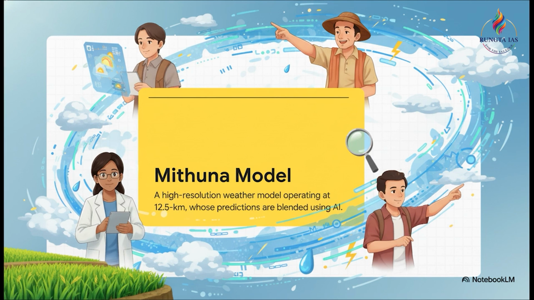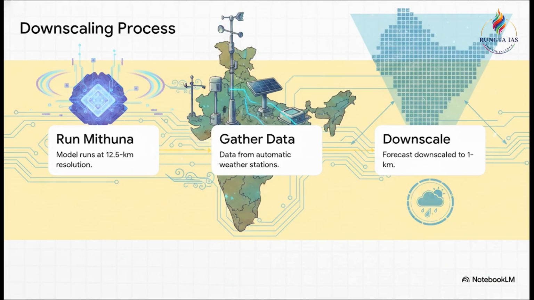What makes this so special is the blending framework developed by the Indian Institute of Tropical Meteorology, or IITM. They're blending nearly a century of meteorological data with global models using artificial intelligence to issue highly accurate, 4-week probabilistic forecasts. Let's walk through how this downscaling actually works.